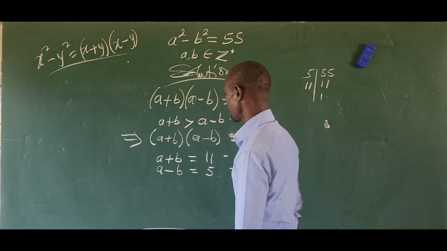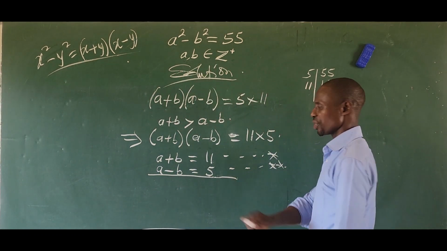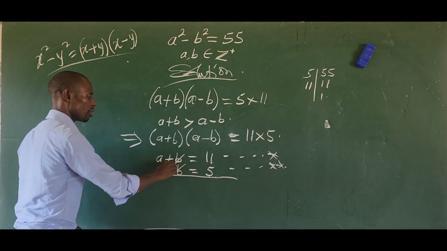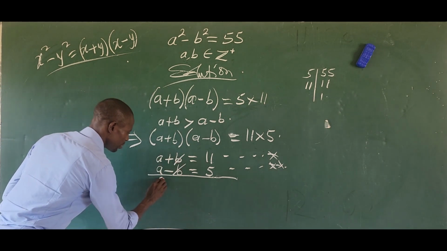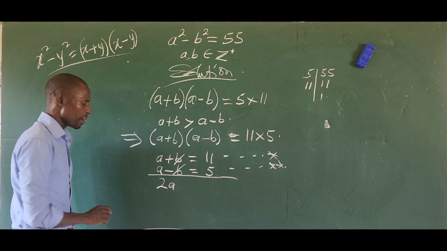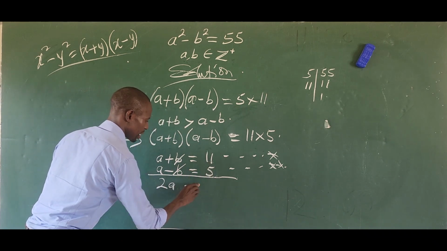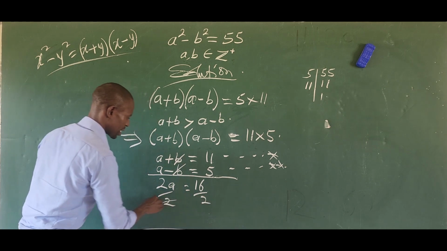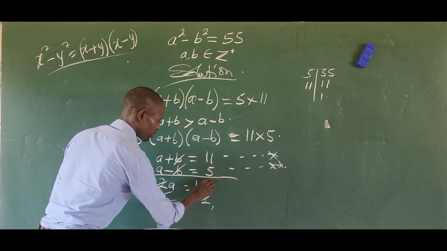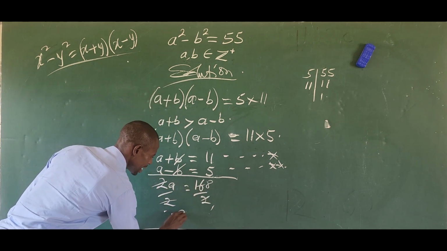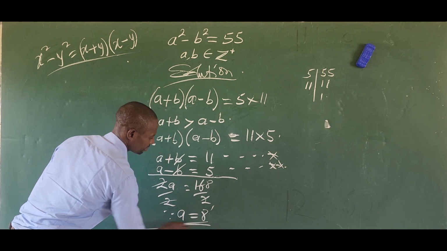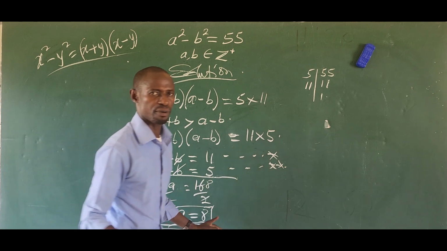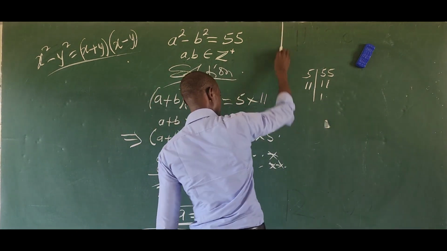Alright, now let's solve this simultaneous equation by adding equation 1 and 2. If we add these, b will leave the system, and here we now have 2a equal to, if we add this together, 16. Simply divide by 2, then 2 cancels, and we have 8. Therefore, a is equal to 8. So this is a positive integer, right? So this is correct. So let's see how we get b.